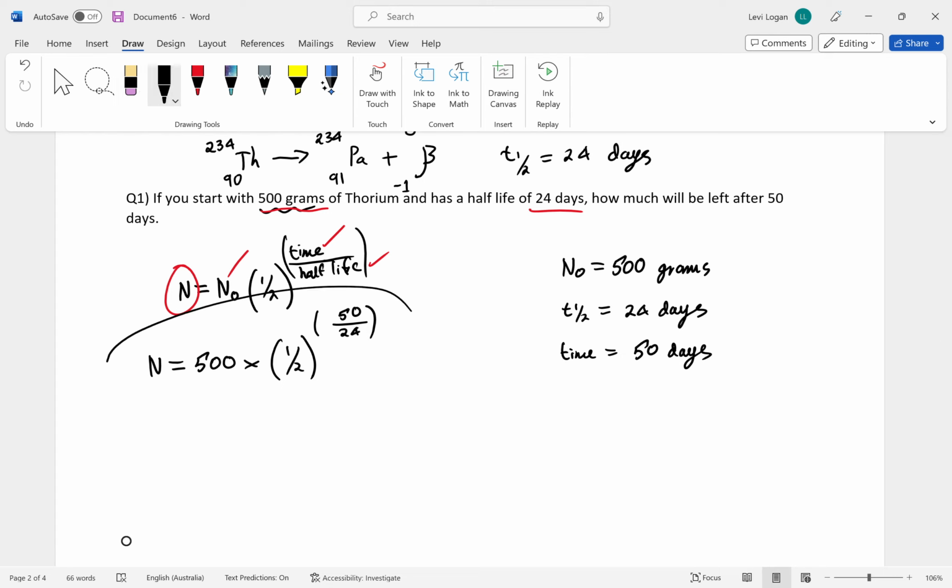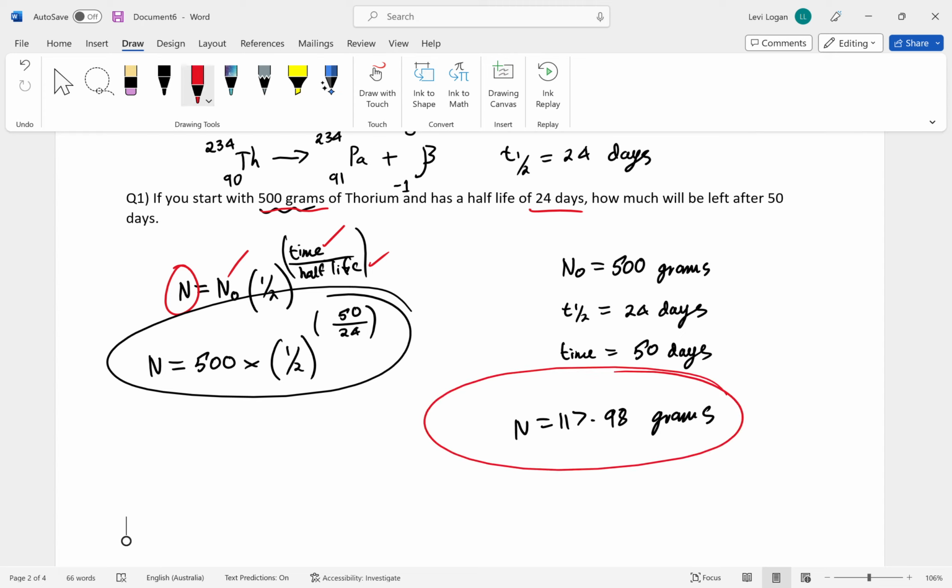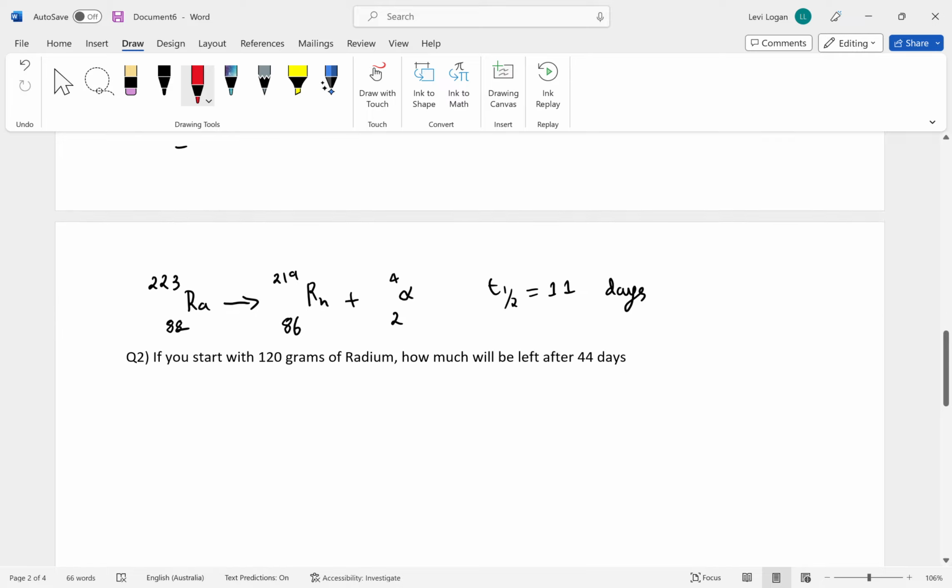Putting that into our calculator, N is 117.98 grams. Okay, so that's how much is going to be left after 50 days with the half-life of 24 days, and if you start with 500 grams. Okay, hopefully that makes sense. Let's go on to the next question.